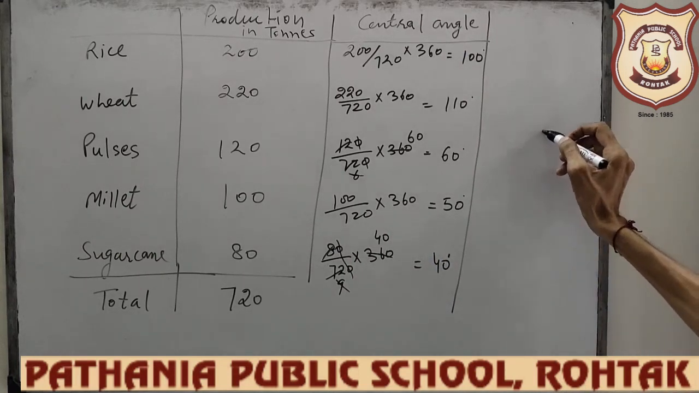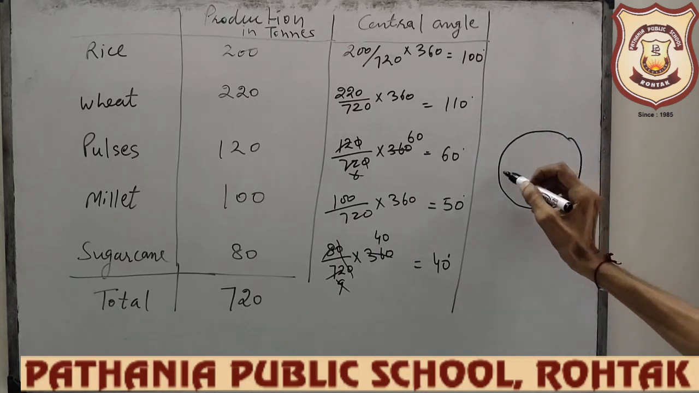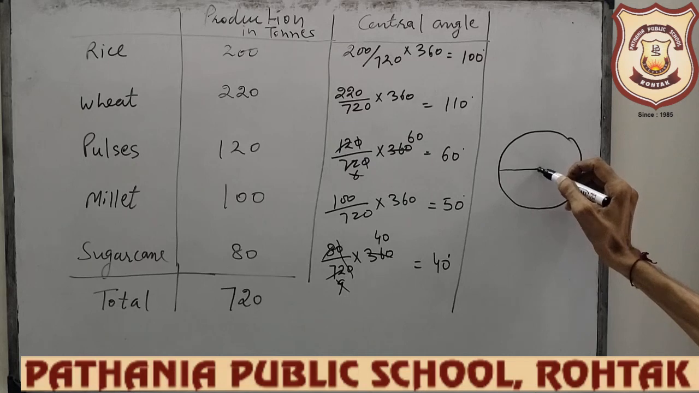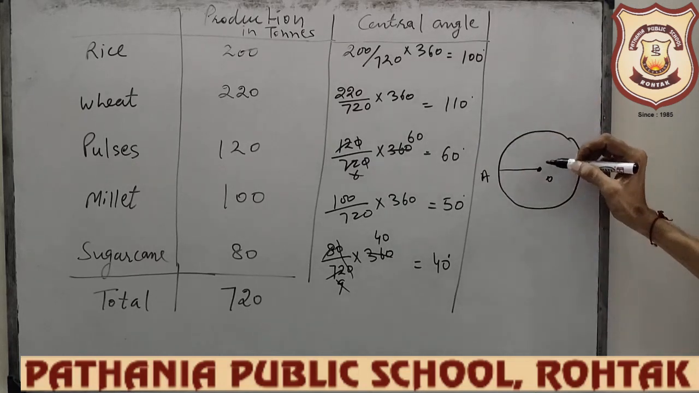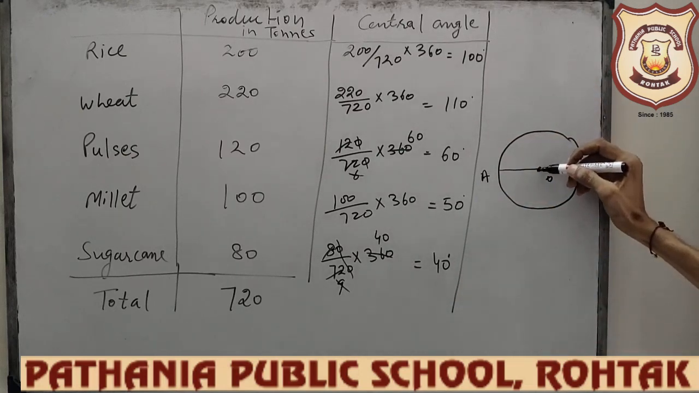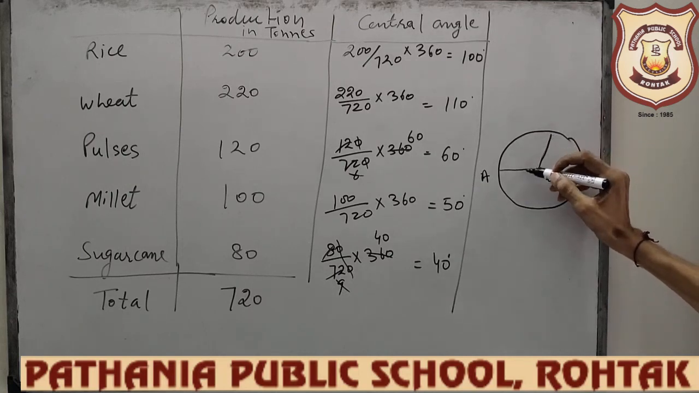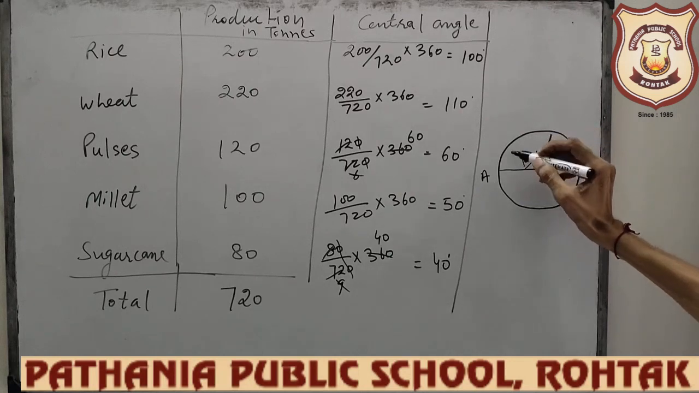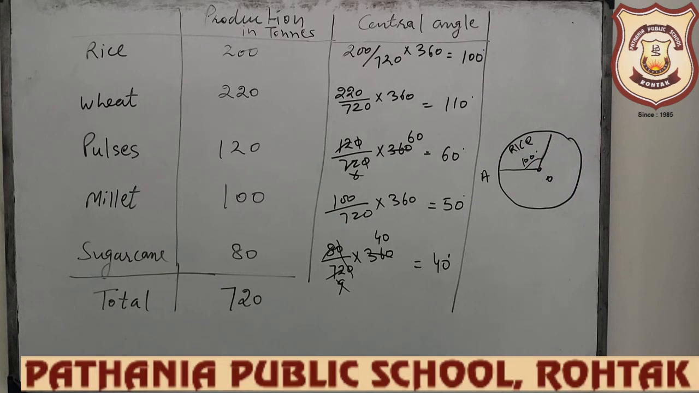Now how can you draw the pie chart? Draw a circle of any radius and now draw any radius. Let OA be the radius. Now make an angle of 100 degrees first, or you can start from here, start from anywhere. This one is the angle of 100 degrees. It is in the opposite direction. This one is 100 degrees. And write it rice. This is the production of rice.